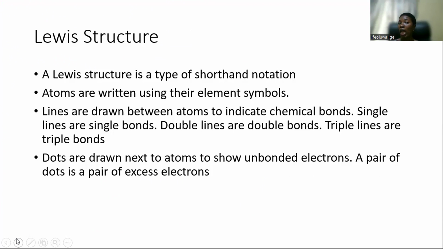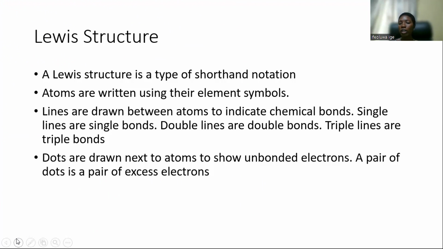We will also consider the Lewis structure. What do we understand by Lewis structure? Lewis structure is a typical shorthand notation. That means it's a short form of writing chemical compounds. Atoms are written using their element symbols. For example, the element symbol for hydrogen is H.